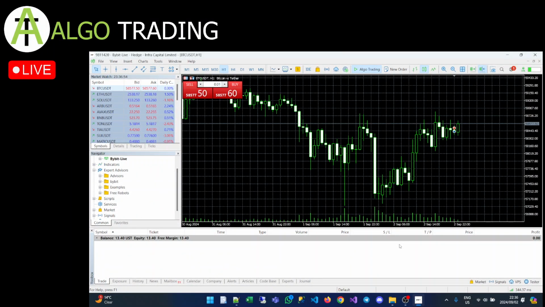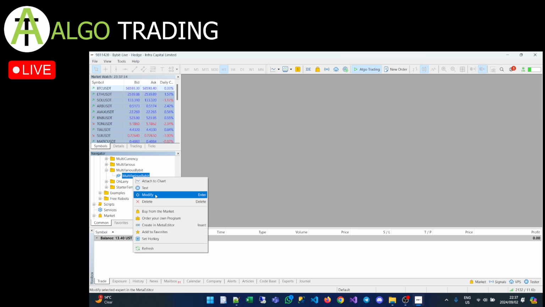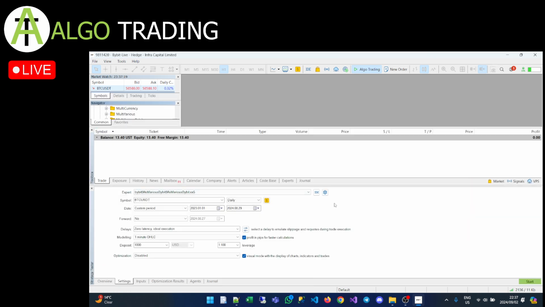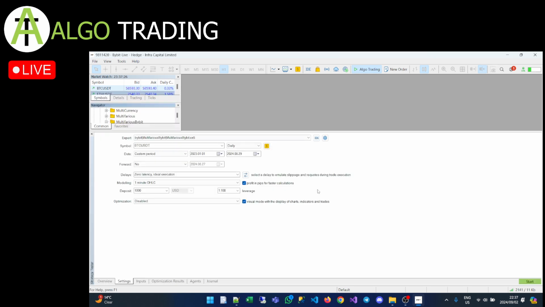Okay, so we have loaded our MT5 MetaTrader platform, and you can see here we've got our expert advisors on the side. I've created a folder for my BYBIT expert advisors, and we can go into this Multifarious. So let's just go into the tester. Let me close the symbol window so we've got more space here. So we're going to go into the strategy tester. I'm going to go through some of the input functions.